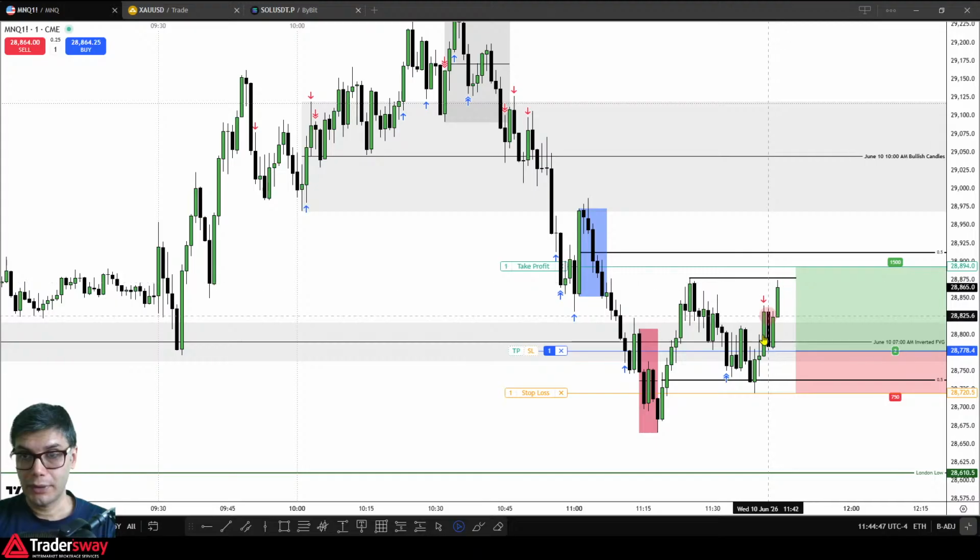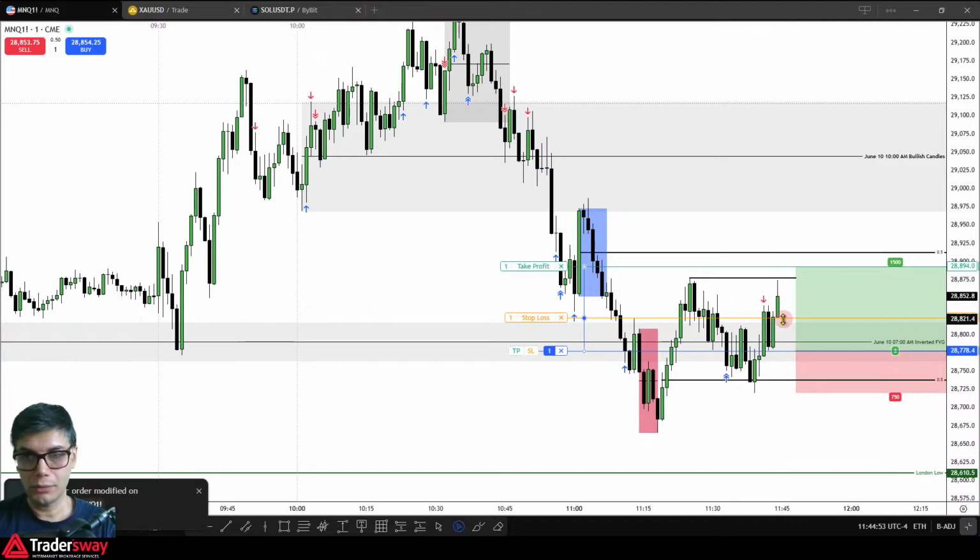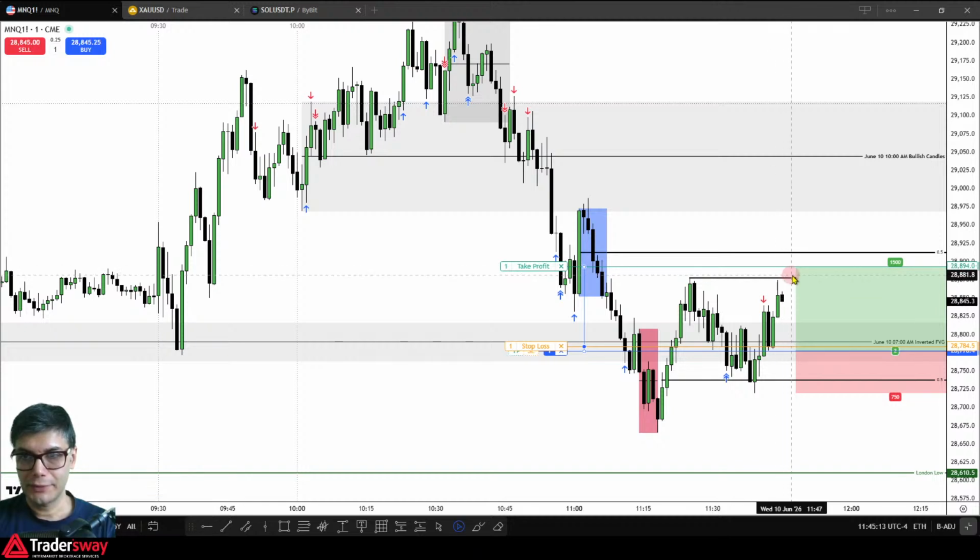Okay, tap to the high. Now I can move the stop below this candle. It should not return maybe to here, to break even. You see it's coming short. Now I have this bearish candle and the upper portion of June 10, 7 a.m. inverted fair value gap. Can it close above it and give me 1 to 2, or should I just be content with 1 to 1?